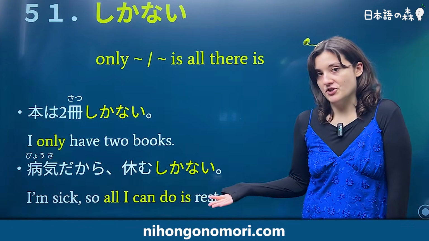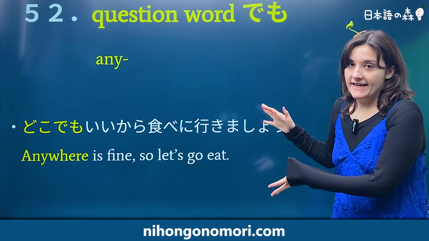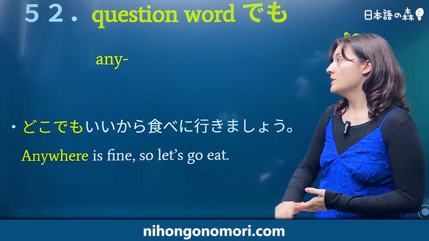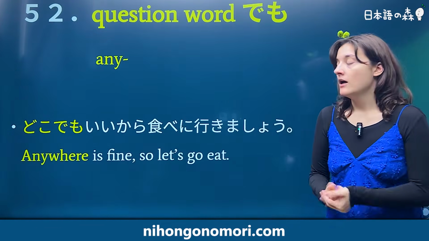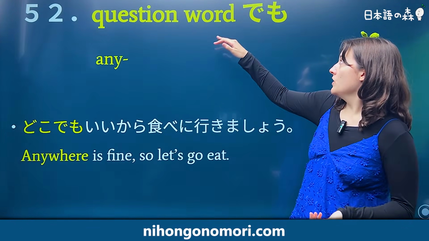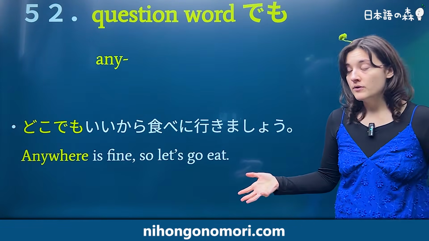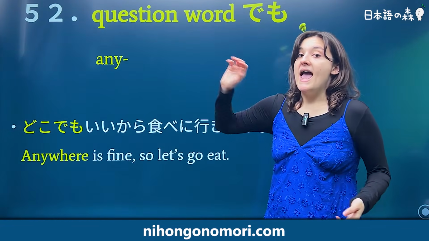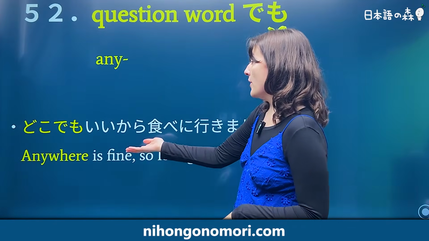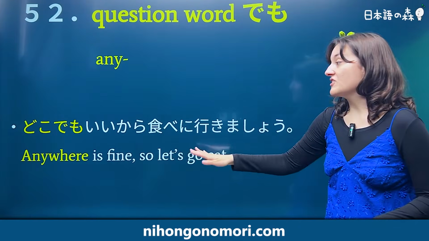There's no other option. Question word でも. Any blank. So if it's 何でも, anything. どこでも, anywhere. 誰でも, anybody, right? So it's the question word plus でも to go from meaning what, where, who, to meaning anyone, anywhere, anything. どこでもいいから食べに行きましょう. Anywhere is fine, so let's go eat.